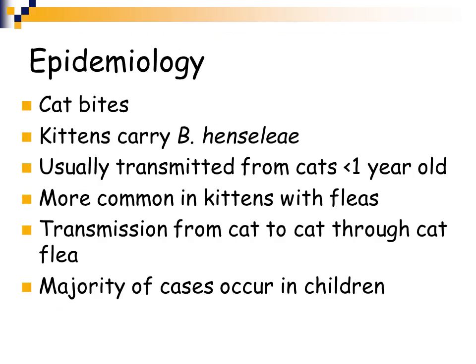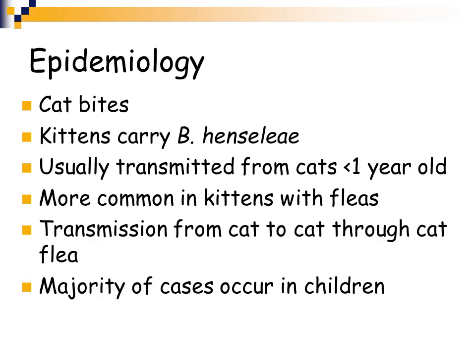So the epidemiology is usually through cat bites or scratches. A lot of kittens can carry Bartonella hanseli. Normally the most common transmission is in cats that are less than 1 year of age. It's much more common in kittens that are infested with fleas, and you can have transmission from one cat to another through the cat flea. So that's why it's much more common in kittens and cats that have fleas. And the majority of cat scratch disease cases that occur happen in children.